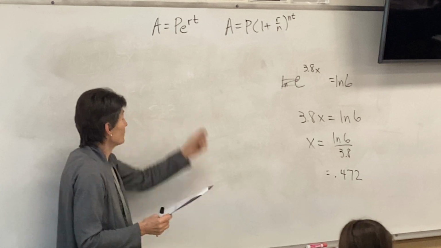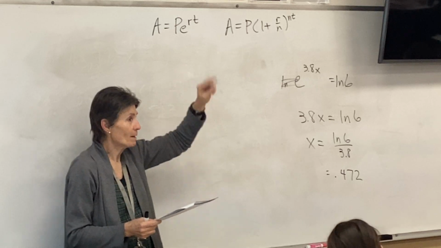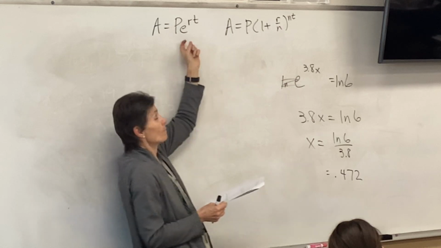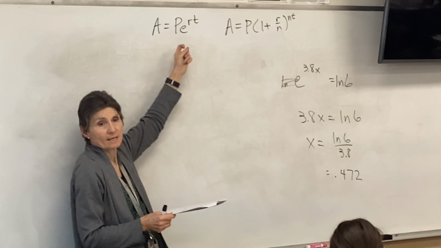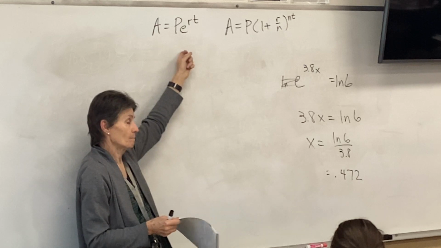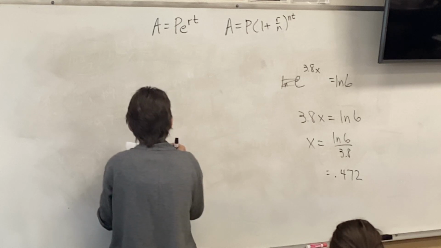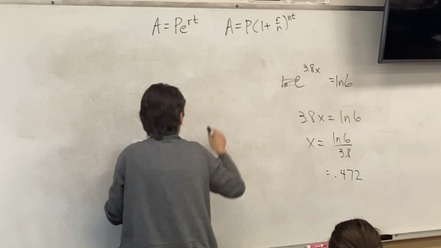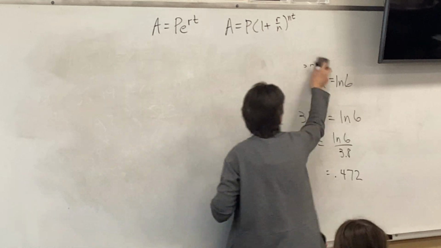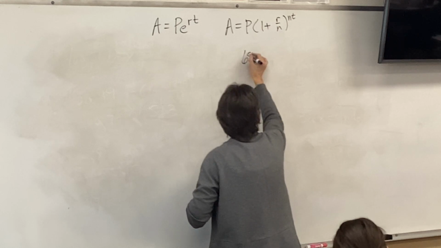All right, so which one, 1 or 2? 2. How do I know? Compounded daily. The only time I'm going to use this formula for a money problem is if it says compounded continuously. This is not continuous. All right, so now I'm going to stick stuff in. This is my formula. Where does the 6543 go? Here. That's what I'm starting with. So 6543 right here.